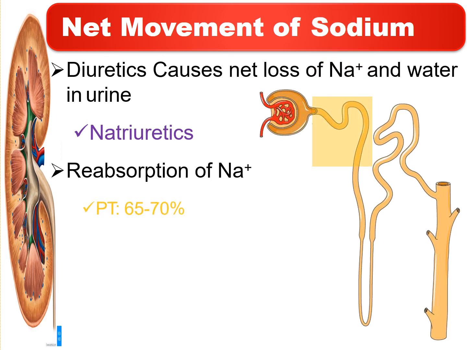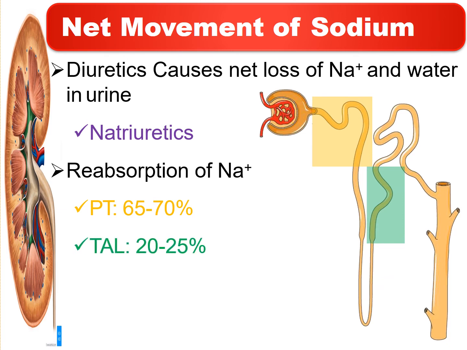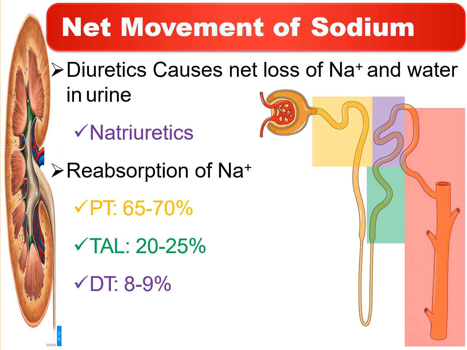At the proximal tubule, 65 to 70% of sodium reabsorption takes place. At the thick ascending loop of Henle, 20 to 25% of sodium reabsorption takes place. At the distal tubule, 8 to 9% of sodium reabsorption takes place. And finally, at the collecting duct, only 2 to 3% of sodium reabsorption takes place.